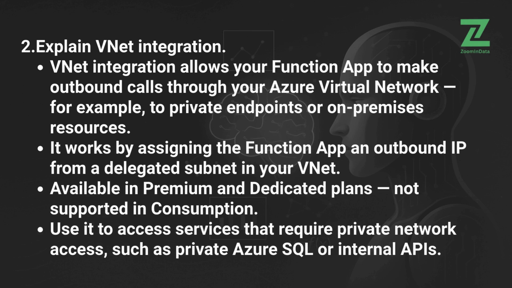Explain VNet integration. VNet integration allows your function app to make outbound calls through your Azure virtual network, for example, to private endpoints or on-premises resources. It works by assigning the function app an outbound IP from a delegated subnet in your VNet. Available in premium and dedicated plans, not supported in consumption. Use it to access services that require private network access, such as private Azure SQL or internal APIs.